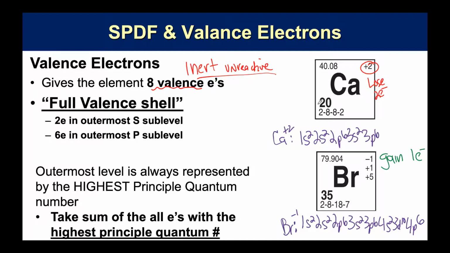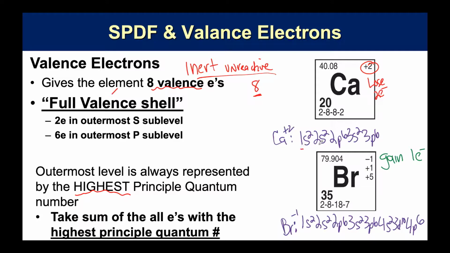Looking at that in Bohr notation is easy because you just look for the 8 electrons in the outermost shell that's there. But when you are dealing with SPDF, it is not as simple. So what we look for in SPDF, when we want to see if we have a full valence shell and our element is inert, we will look for the outermost level, which is always represented by the highest principal quantum number. So take a look at calcium here.